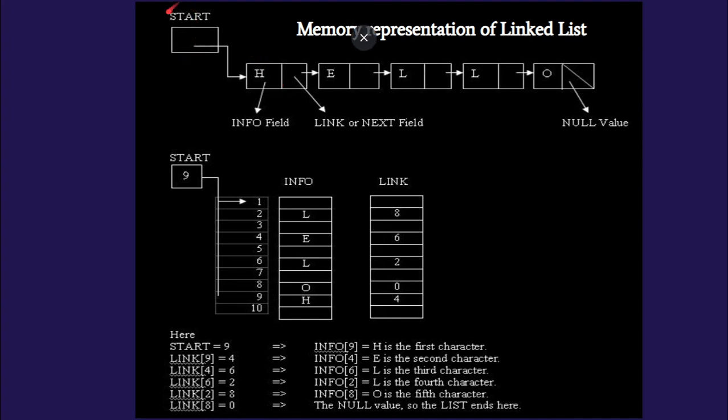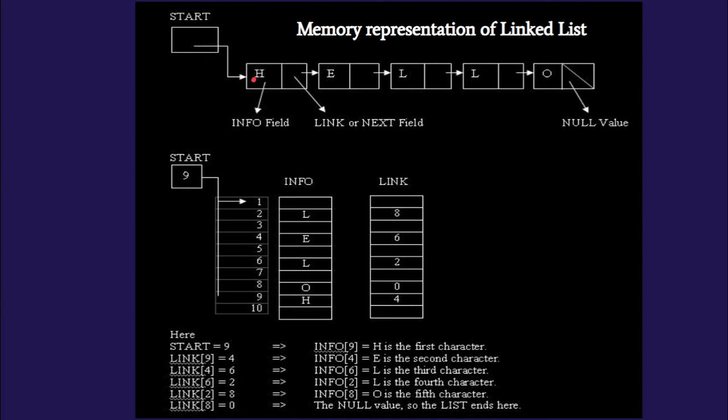For example, you are storing the word HELLO. These elements are not stored in continuous locations. They are scattered somewhere in the memory wherever the spaces are available. Now let us start the representation. This is the starting node called the header. From the header, this points to the first element.